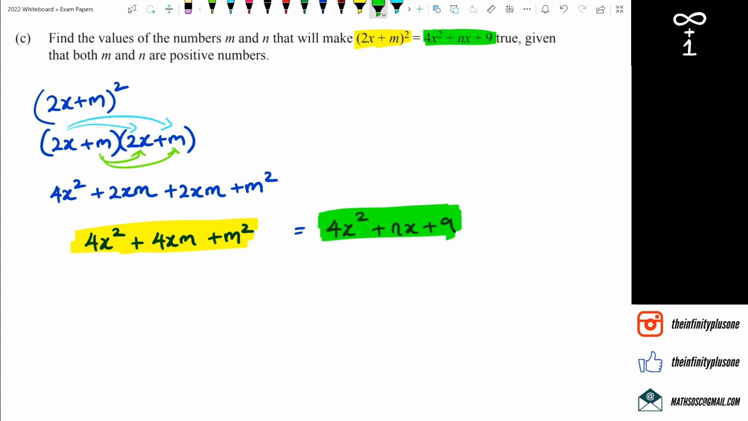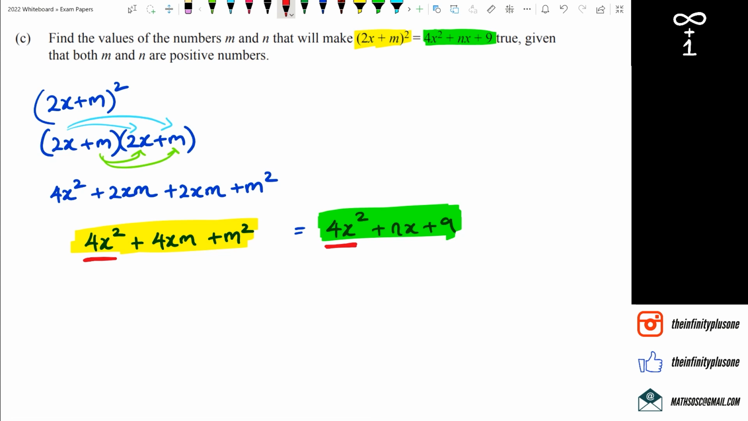From here, it's a case of matching things out. If we want these two expressions to be equal, we have to match all the parts: the coefficients, the number by itself, the x's, and the x². Let's look at the x² first. We've got 4x² here and 4x² there, so those two are equal and we don't have to worry about them anymore.